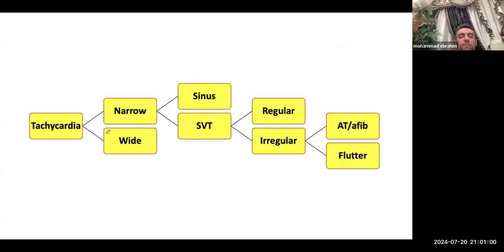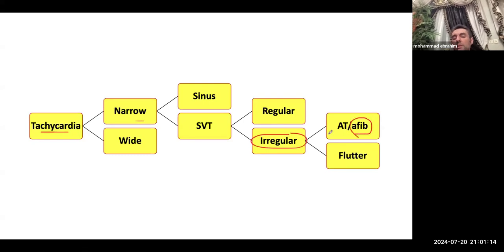Again, tachycardia, narrow, could be sinus or SVT, regular or irregular. We talked about regular. Now with SVT, if it's irregular, if you're an adult, you always think of AFib. In pediatrics, we think more of atrial tachycardia or irregular flutter with variable AV conduction. Now we're getting a little bit more advanced, but just so you know, if it's an irregular narrow complex tachycardia, the differential is a little bit different.